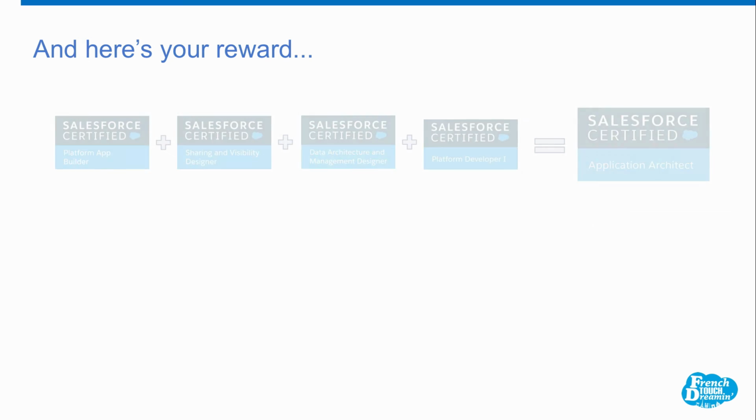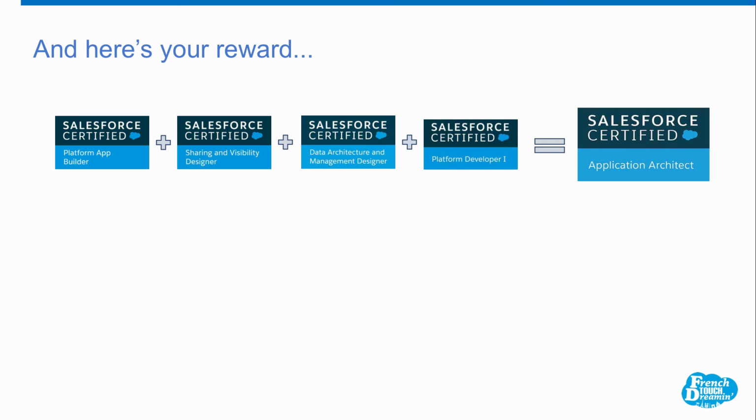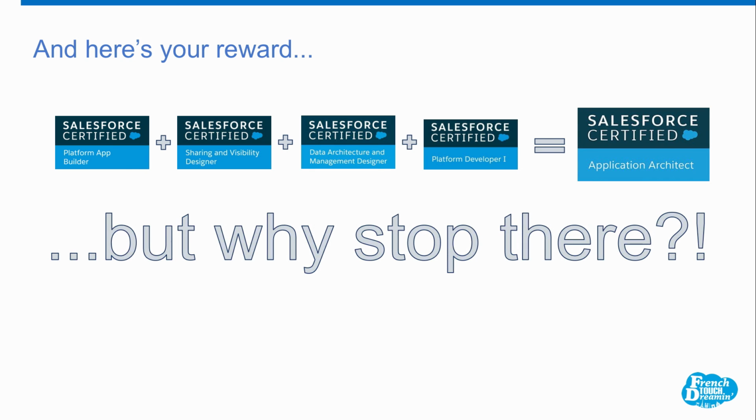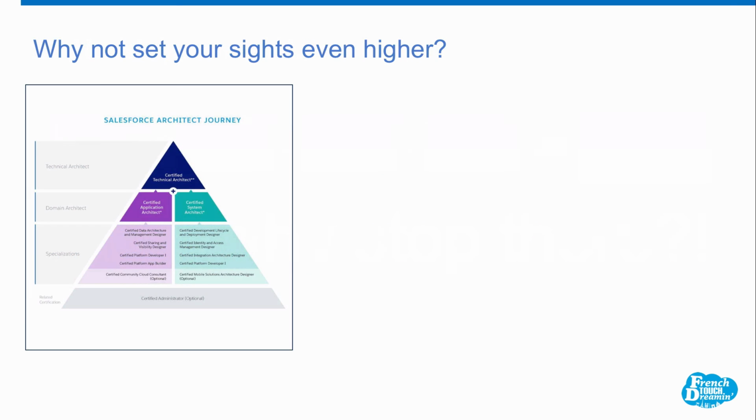And here's your reward then. Once you get those 4 exams, you qualify as an application architect. Congratulations! But this is my message to you. Why stop there? Because as we saw earlier, the application architect is not the top of the mountain. The top of the mountain is right the way up there. So once you've got your application architect, maybe you would consider going for the system architect track.